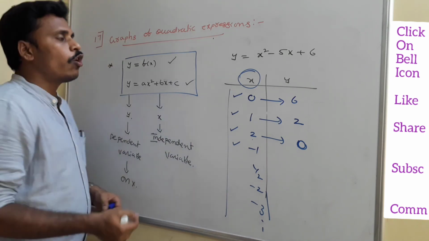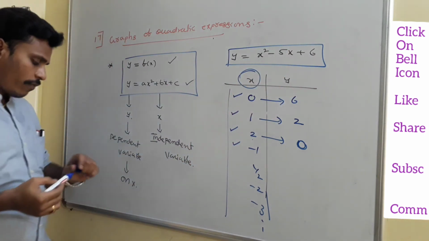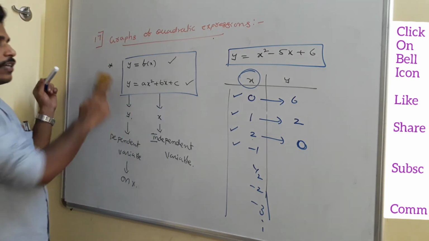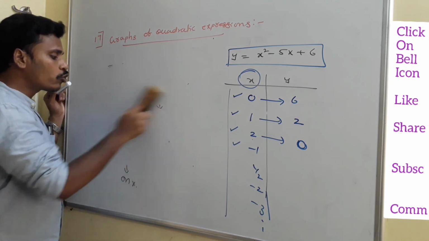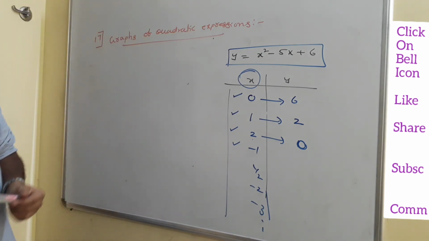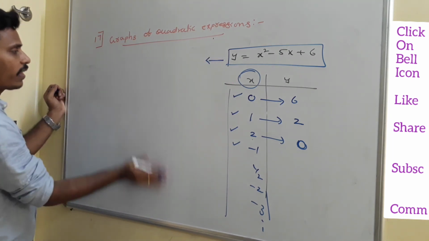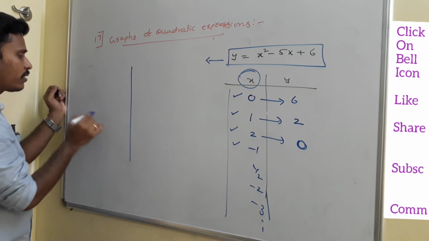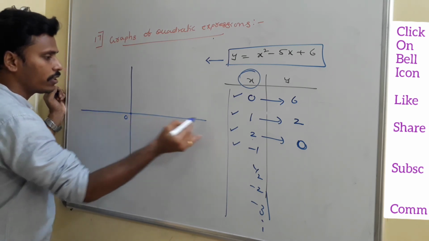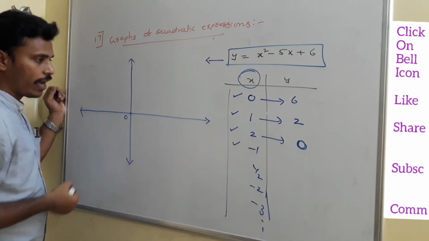Is it clear? So, in particular, we have to discuss the quadratic. For example, I took the quadratic as y is equal to x square minus 5x plus 6. If you take different values in the place of x, you may get different values for y. And to draw the graph for this, y is equal to x square minus 5x plus 6, we need to draw the graph in the coordinate system, and we know that this is the origin, and this horizontal line is for the values of x, this vertical line is for the values of y.